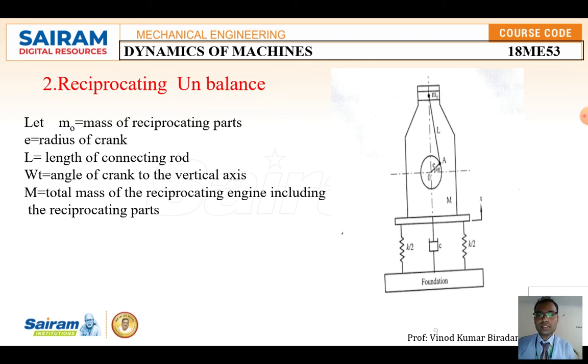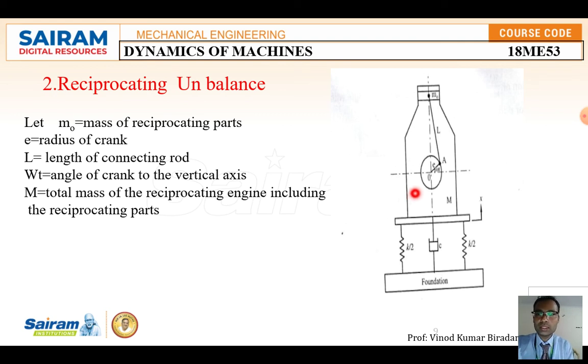Whereas the second case is the reciprocating unbalance. It is also similar to the rotating unbalance, but here we are going to use a piston component. This is a connecting rod, this is a crank, this is a connecting rod. Here we fix this IC engine on the foundation. Consider an example of a turbine or an IC engine.